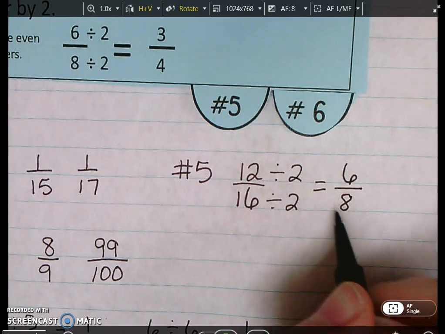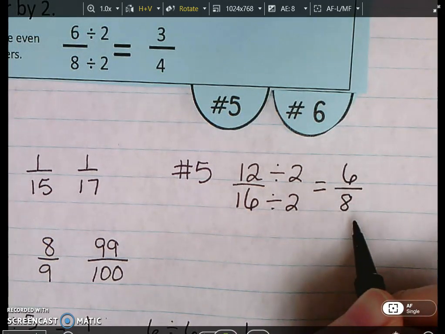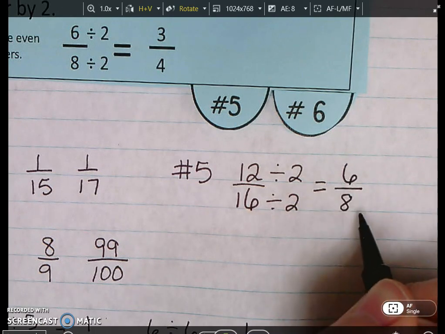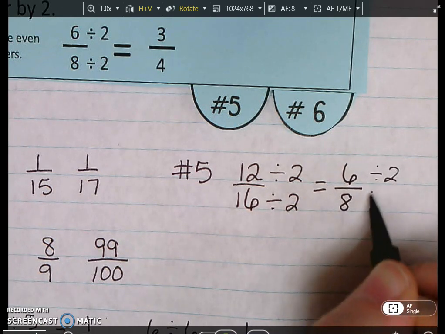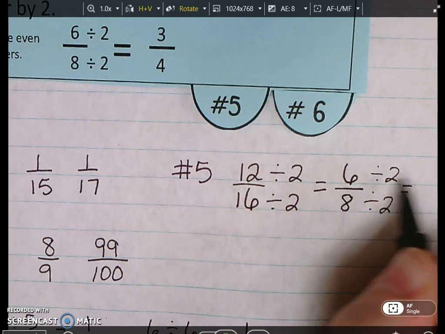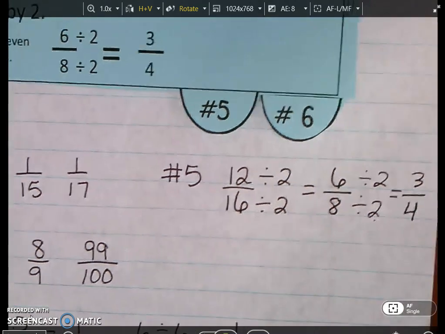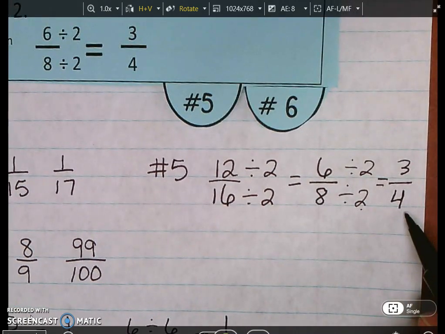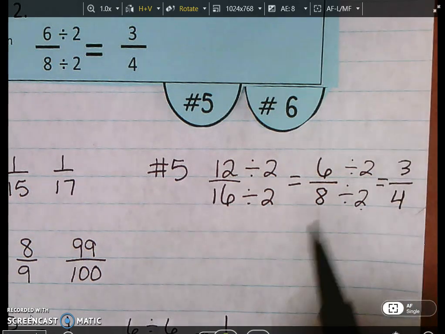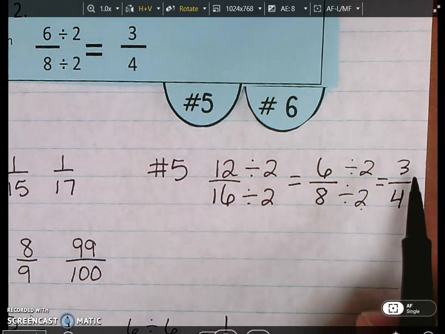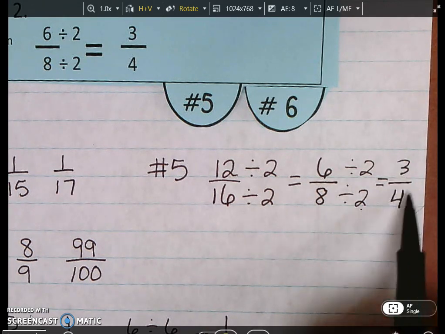Now I've got to ask myself, are these numbers both even? And the answer is yes. So if they're both even again, we're going to divide by 2 again. 6 divided by 2 is 3. 8 divided by 2 is 4. Are these numbers both even? Nope. 3 is odd. And also, we go back to that rule, 3 is 1 away from 4, so we know that this has to be the simplified version. So we turn 12/16 into 3/4. That would be the simplified version.